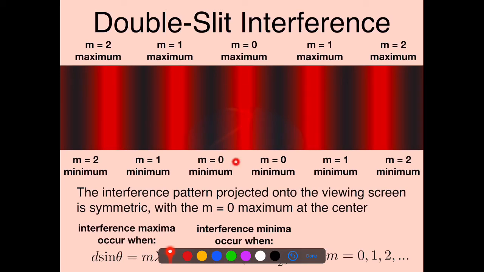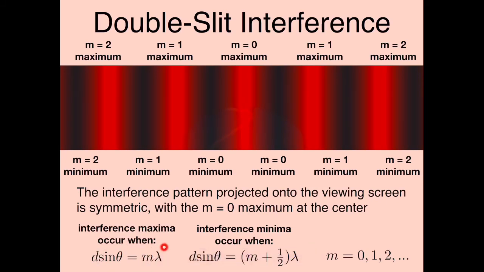So a bright band is also known as an interference maximum because it's a point of maximum intensity on the screen. And a dark band is also known as an interference minimum because it's a point of minimum intensity on the screen. So we already have worked out where the interference maxima are going to happen. That's where d sine theta is equal to m times lambda.